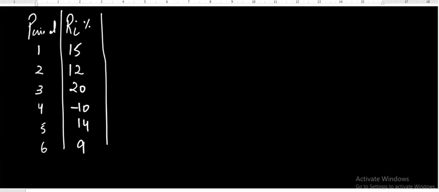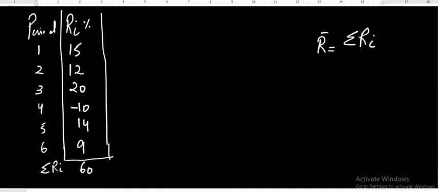Now let me first calculate the mean returns. The mean returns will be calculated simply by using the arithmetic mean that we have done in the previous video. So first we take the summation of the returns on security i, which is equal to 60, and the total number of time periods is 6, so my mean return is equal to 60 by 6, so the mean returns are equal to 10.